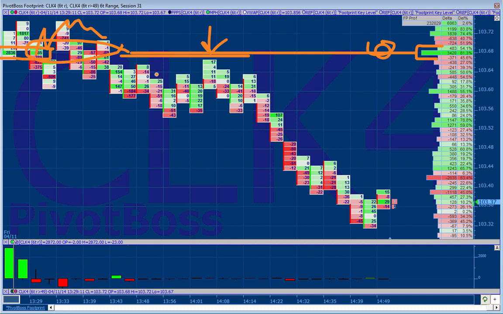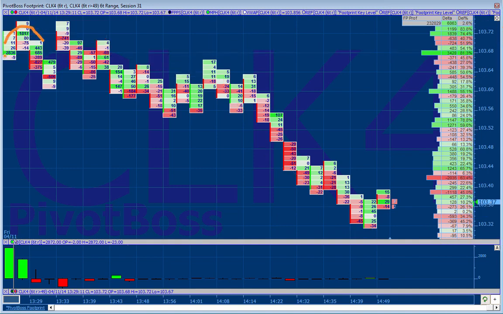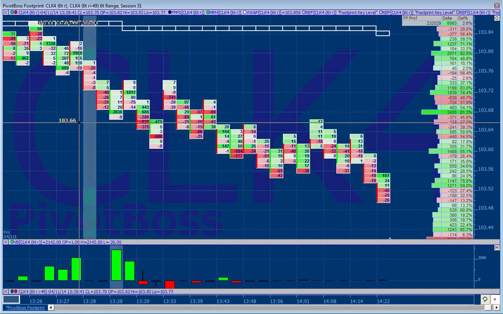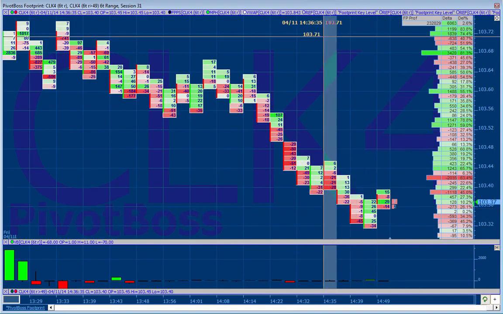Price tried to battle higher, but they're long from here, and price is below that level for the most part. That makes it resistance here. They are forced to cover, and look at the sell-off. 103.68 to 103.32 is a pretty decent spread, about 40 ticks. That's $400 per contract, because they could not get price higher. These buyers become these sellers as price goes downward. And that's how price moves. That's order flow.